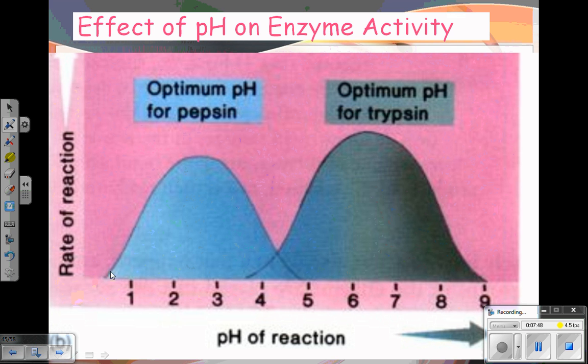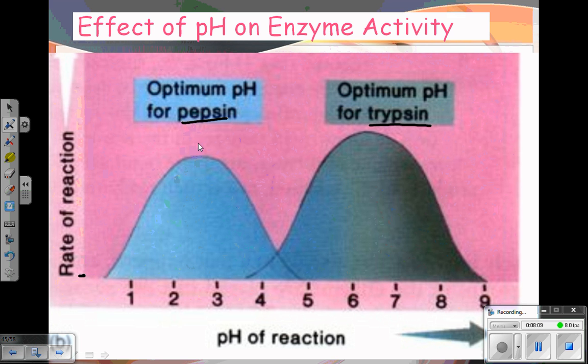Here's a really interesting graph of two different enzymes that are in your body. One is pepsin, and the other is trypsin. These are both enzymes that break down proteins. And again, we're looking at rate of reaction, so this means that down here there's not very much of a rate of reaction. In fact, the reaction's not going at all. Up here, you would get a very, very fast reaction.